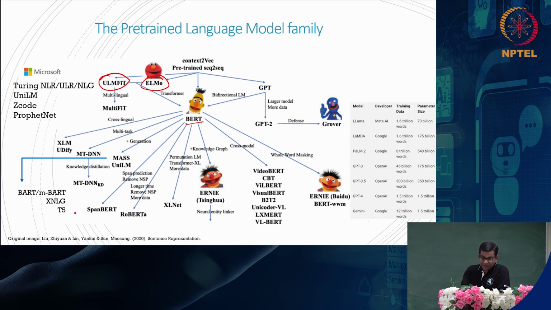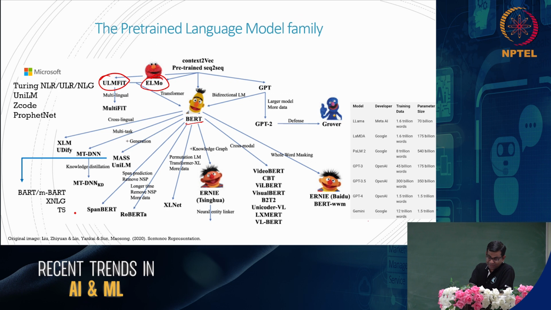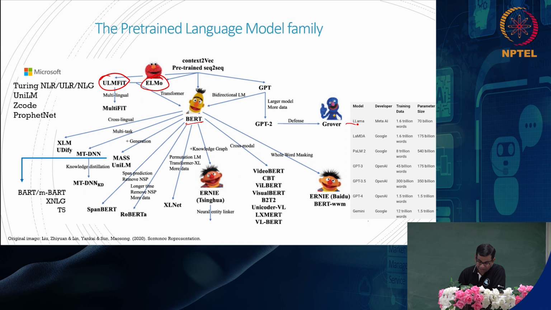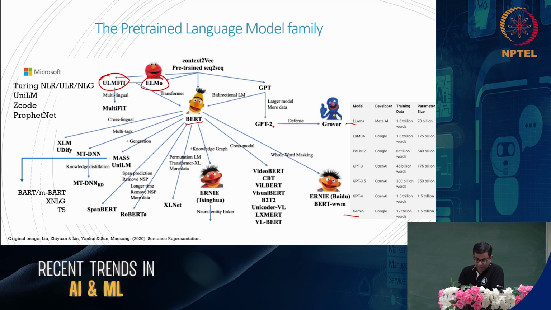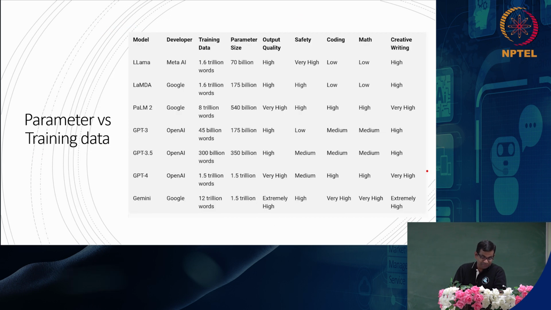Now, on the other side, that decoder-only model, you can see after GPT, GPT-2, all these recent models which are in practice, starting from Llama to Gemini, they are using it. And you can see the amount of data and the parameters these models are using. GPT-3 has 45 billion words and 175 billion parameters. That's a huge space. Now, so together this is where we are.